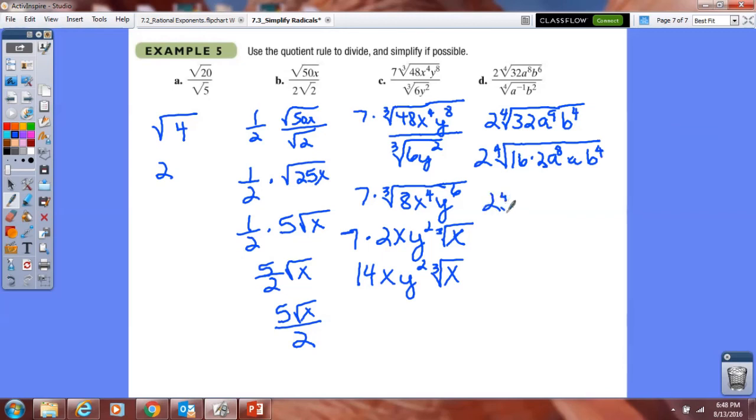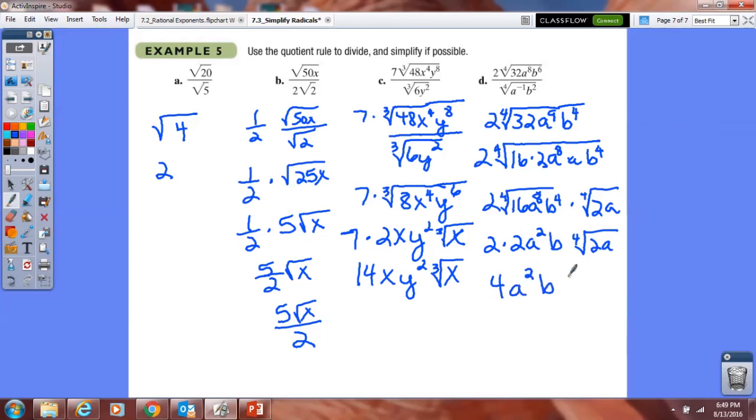So let's put our perfect fourths in a radical together. So we're going to have a to the 8, b to the 4, and then what's going to be left is the 4th root of 2, and then we're going to have a over here. Alright, so take the 4th root, you're going to get 2, bring the 2 down, so here you're going to get 2a squared b, and then we'll multiply the 2's together to get 4a squared b, and then the 4th root of 2a.